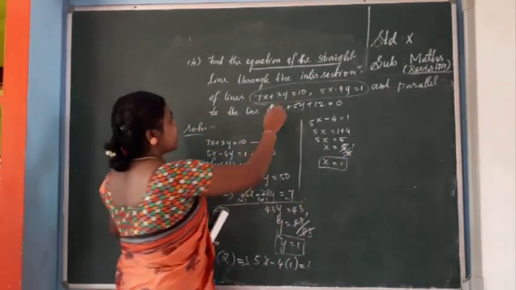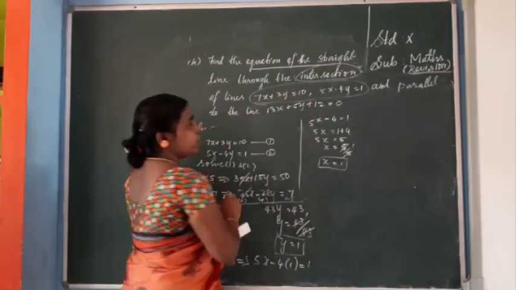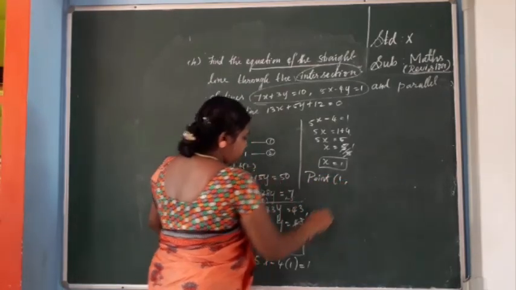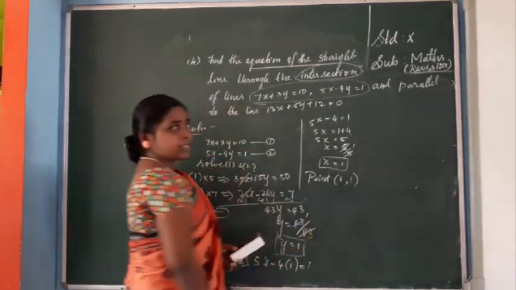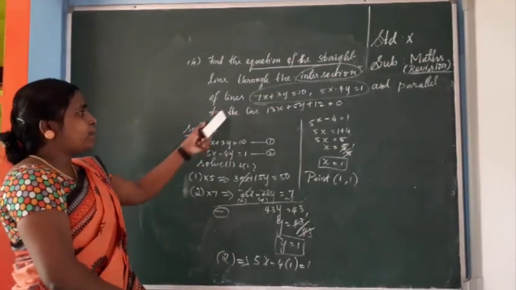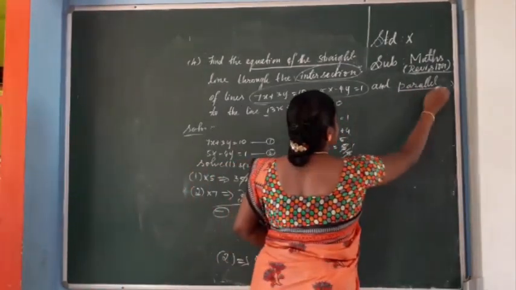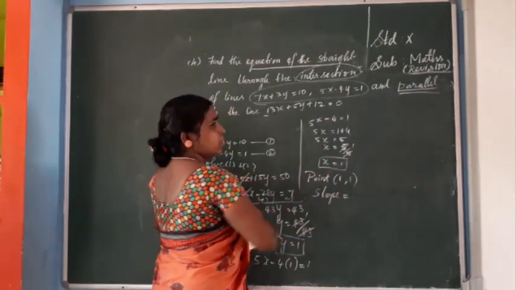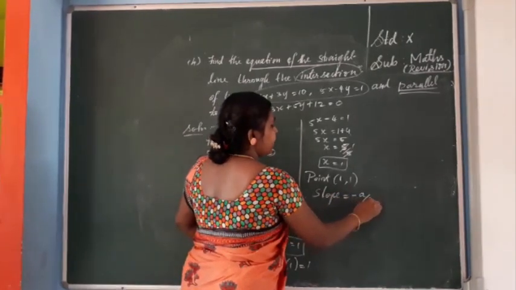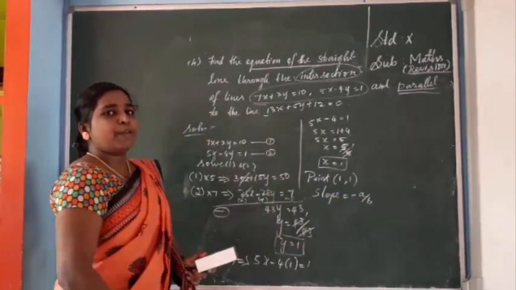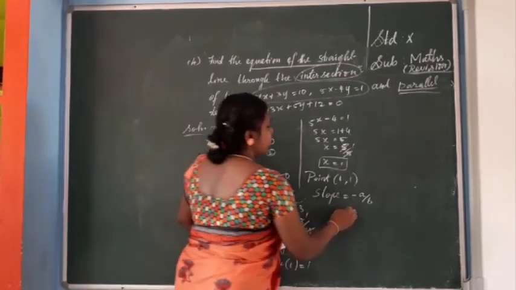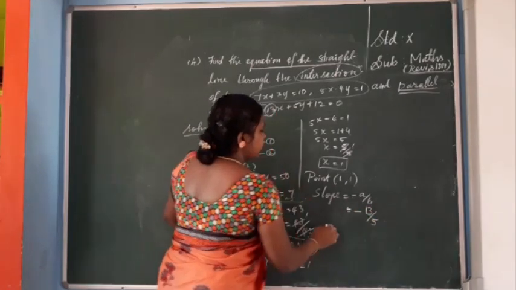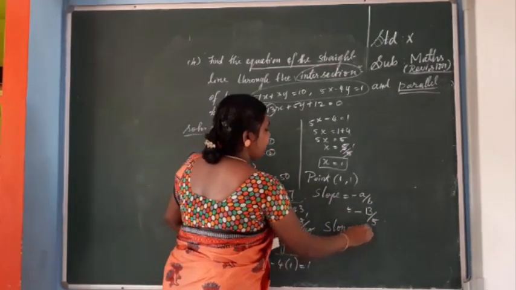Intersection always means I want to solve the equations. So the point is 1 comma y is 1, so 1 comma 1. This is the first point, x1, y1. And parallel to the line, so I am going to use the slope of the first line. Slope formula, if the equation is given, is minus a by b, here a is 13, so minus 13 by 5.